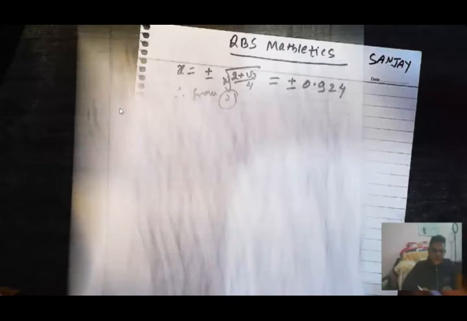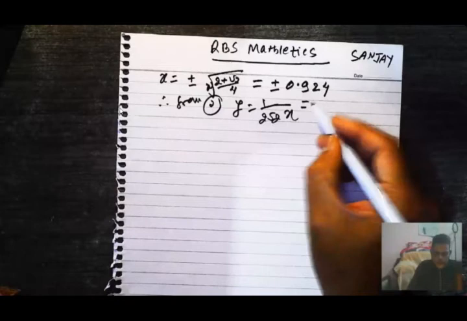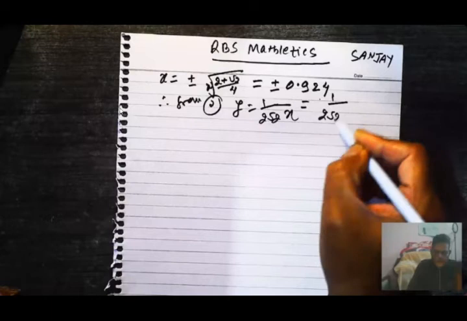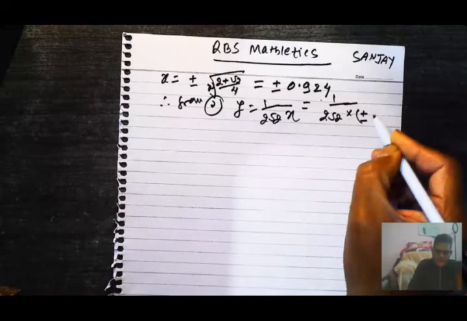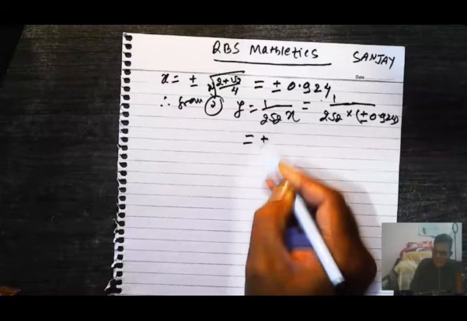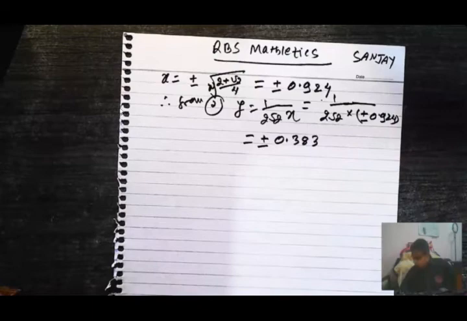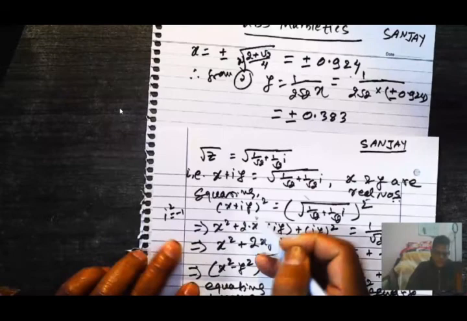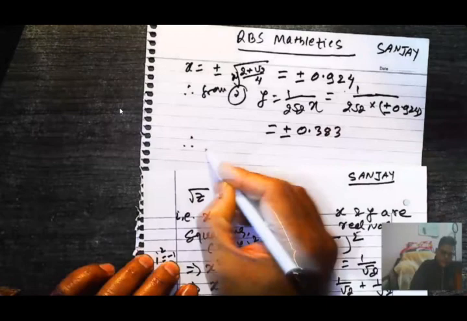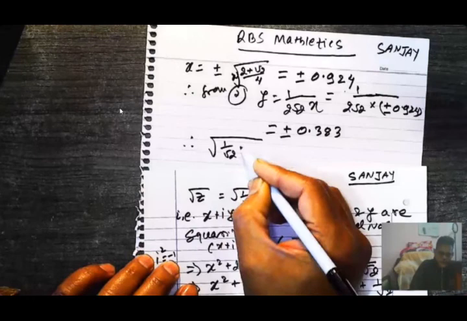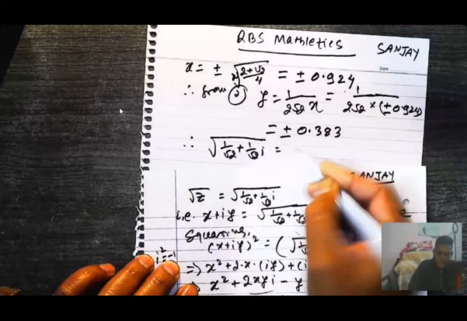y equals 1 by 2 root 2, and then this is x, alright. Now replace this value of x in this equation, so it is 1 by 2 root 2 times this value of x, plus minus 0.924, and again go to the calculator. Once you go to the calculator, you will see that the value of y in this case is 0.383. So now what we have is x plus iy as the square root of this. Therefore, the square root of z in fact is 1 by root 2 under the root plus 1 by root 2 i, and that is equal to x plus iy as the root.